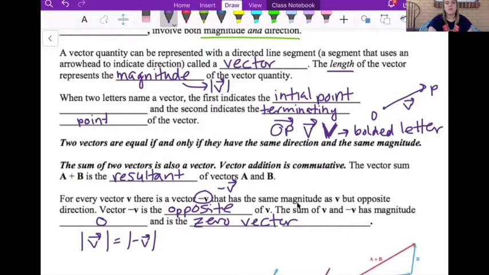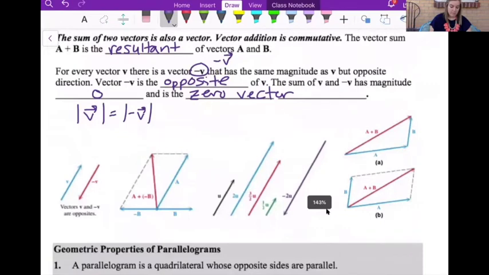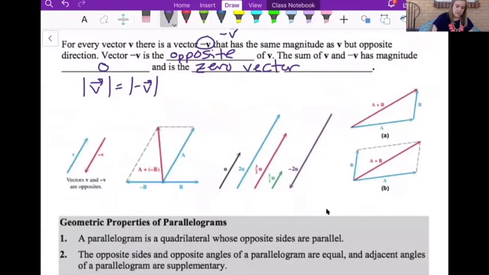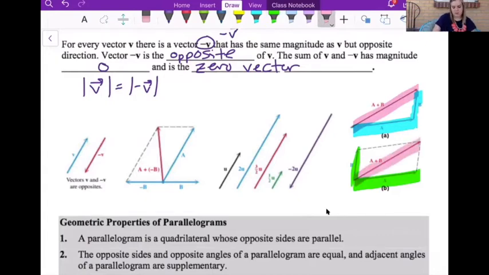This is how we represent the sum of two vectors. We could line them up from one end to the other, and then this is the resultant. Or they could be starting at the same position, the same point, and then this is the resultant. We get that by drawing a parallelogram.